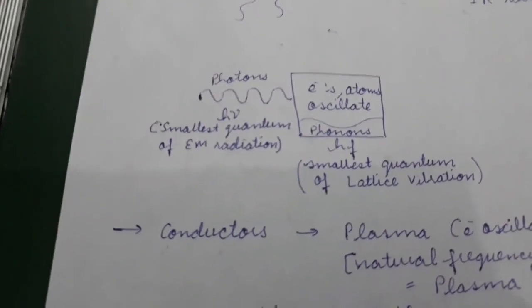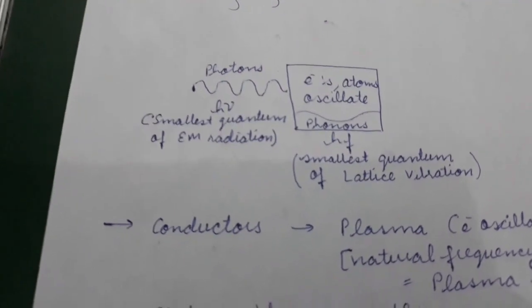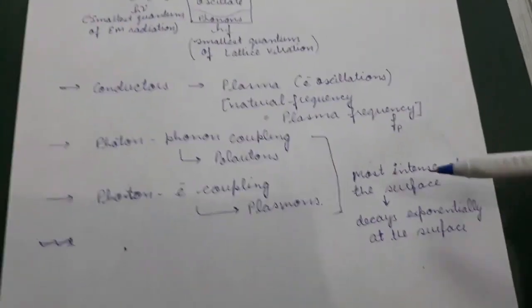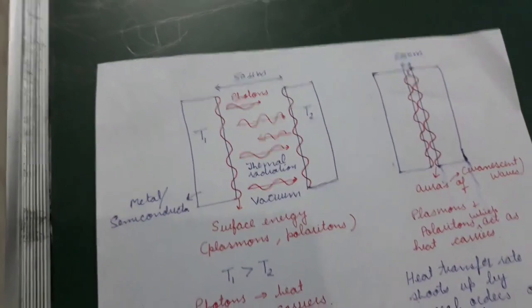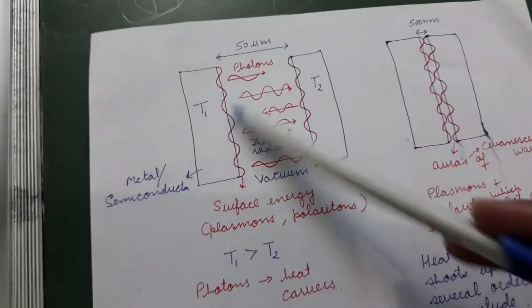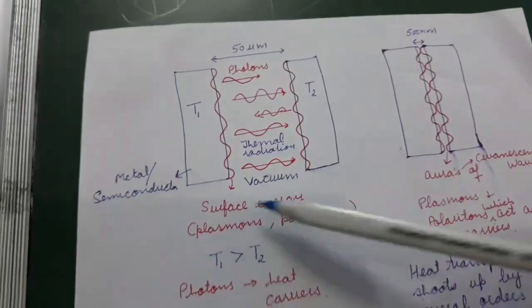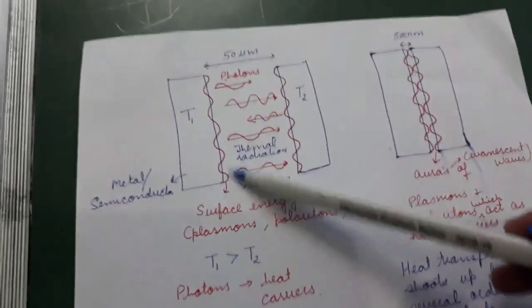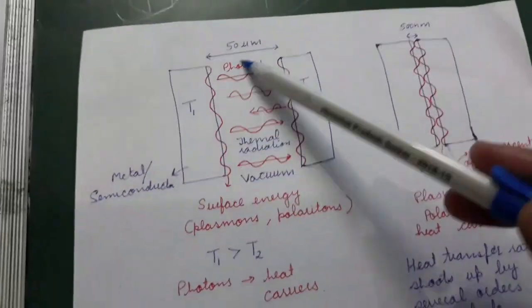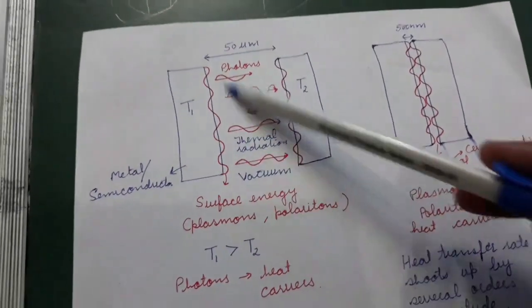If photon and phonon waves oscillate in accordance with each other, then some waves are created that are called polaritons. These waves are usually present, and most of their intensity is on the surface of a material. Let us say you have two conductors, metals for the time being, although this is also true for semiconductors. On the surface, the surface energy will be in terms of plasmons and polaritons. These surface waves, as we discussed, are usually present, and the intensity is maximum at the surface.